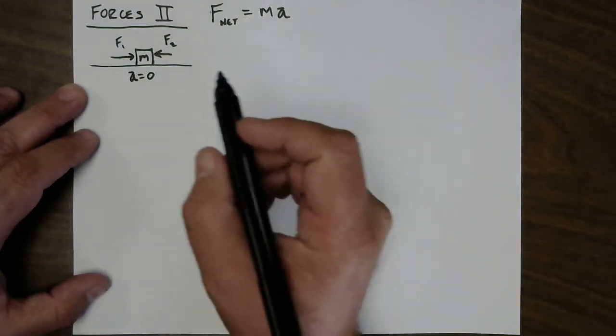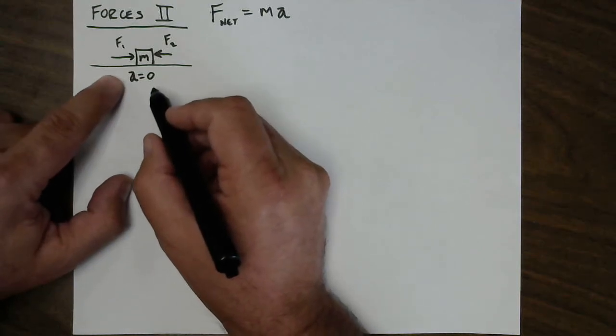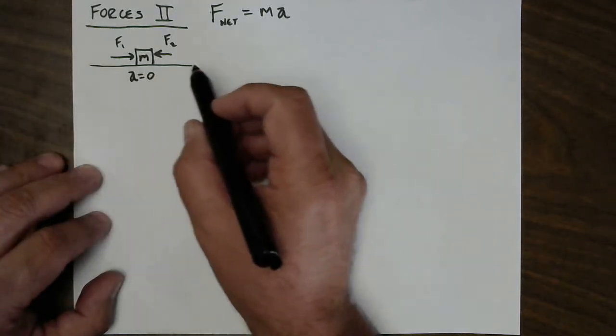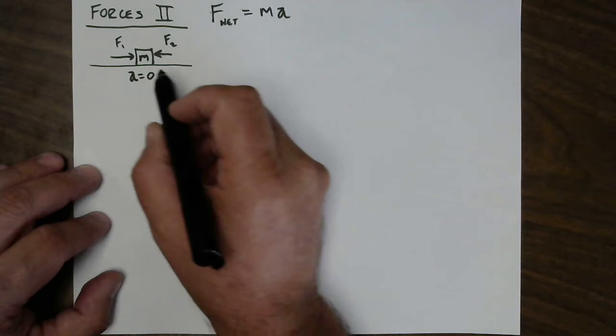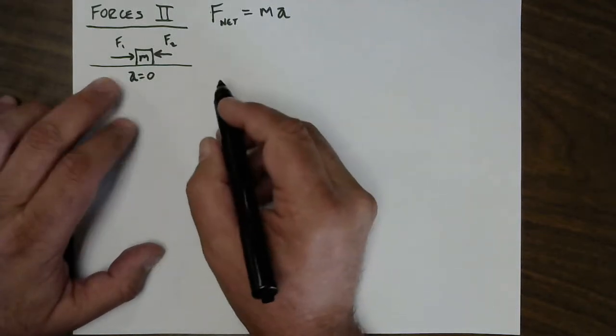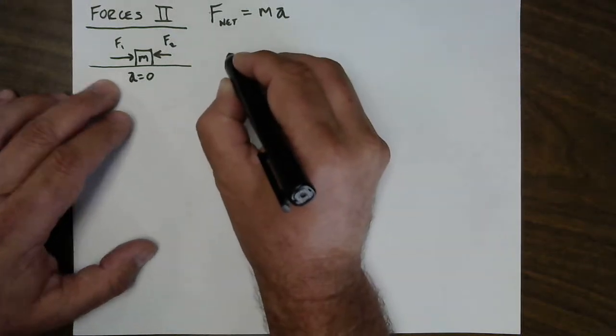Now, no acceleration does not necessarily mean it's not moving. No acceleration just means that its motion is constant. So this box could be moving constantly at a constant velocity, but it's not speeding up or slowing down. Typically, in this situation, we are talking about something that is not moving at all. But we need to draw ourselves a free body diagram for this situation.